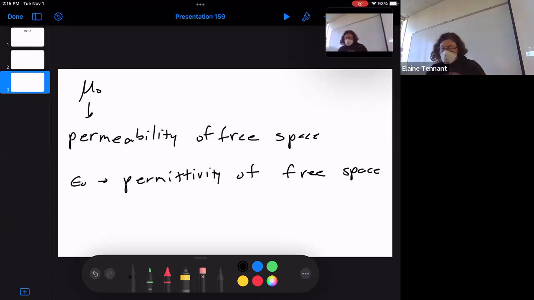Permittivity is how easy or hard it is to get an electric field into a material, in this case a vacuum. Permeability is how easy or hard it is to get a magnetic field into a vacuum, in this case, but into whatever material. So various materials have various permeabilities. For a vacuum, the permeability is 4 pi times 10 to the negative 7th newtons per ampere squared. Excellent.